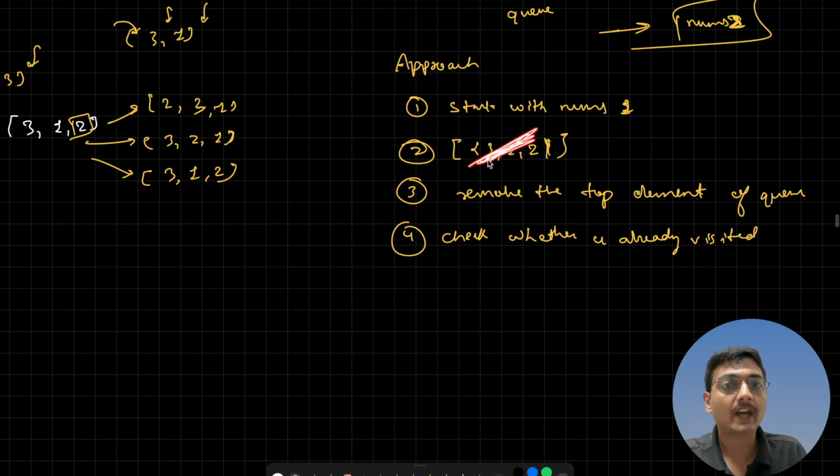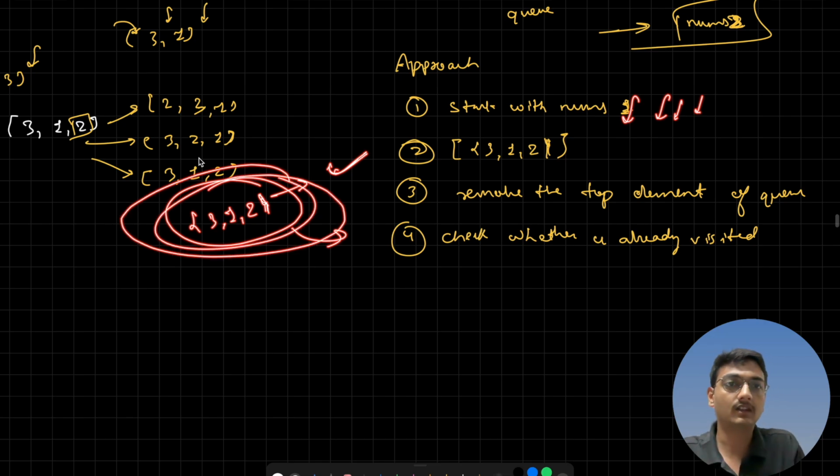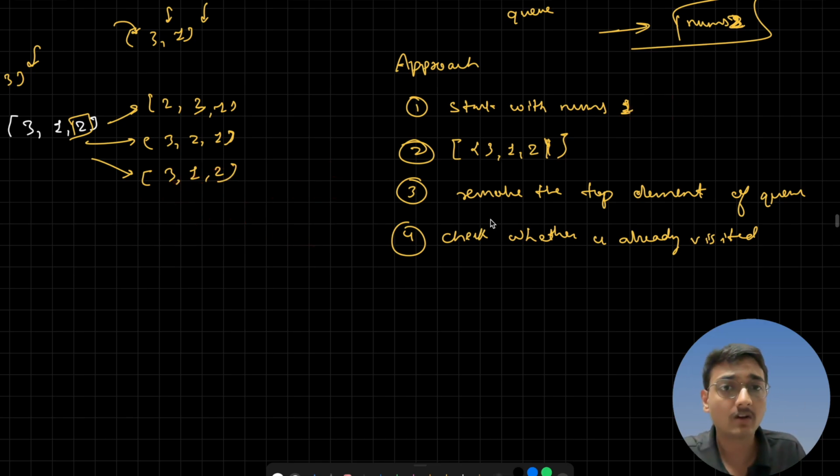Whenever I enqueue, whenever I dequeue, whenever I remove any element from the queue, I will put it in a visited array. That will make sure that I don't repeat this. If I have ever run for this 312, I don't want to run it again, because whatever I have run, the combinations are already stored in the queue. Otherwise, I will keep on going in an infinite loop.